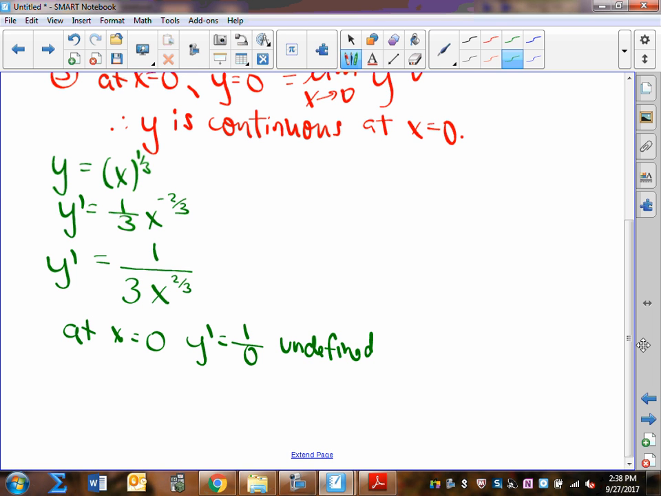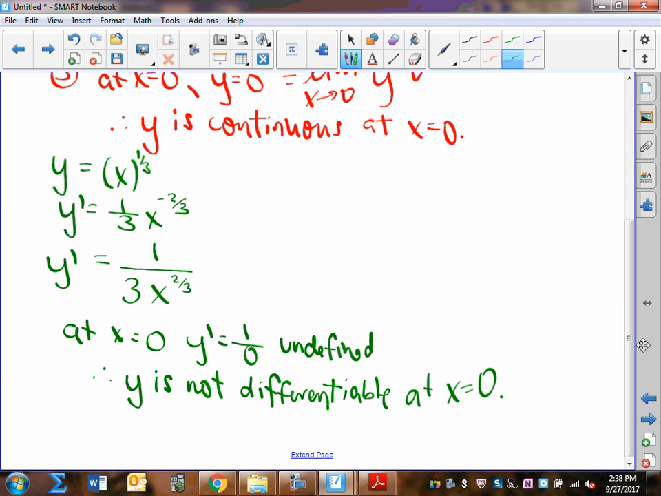So here we have, it was continuous, but y is not differentiable, meaning the derivative does not exist, it's not defined. Differentiable means we can take the derivative, not differentiable means we can't. It's not differentiable at x equals 0.